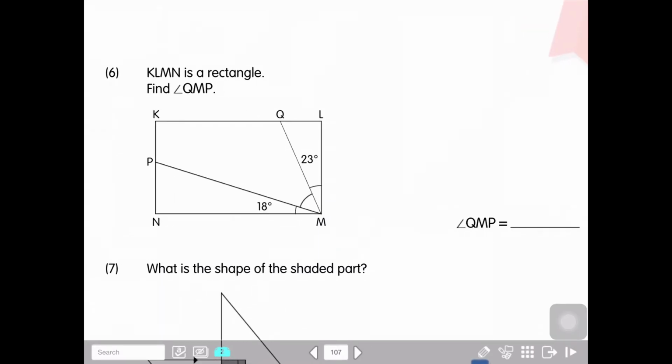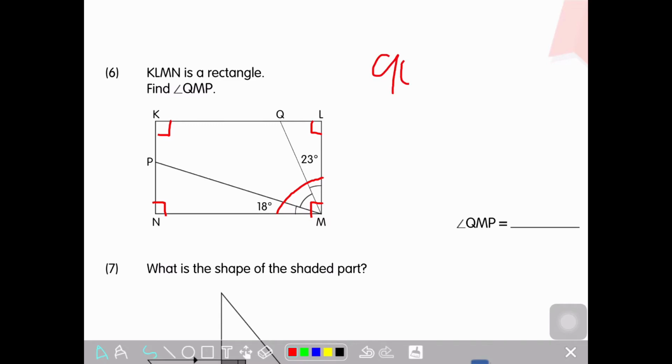Question 6. KLMN is a rectangle, and we know that a rectangle has 4 right angles. That gives us LMN to be 90 degrees. Now, we want to find QMP. QMP is this one, this angle right here.